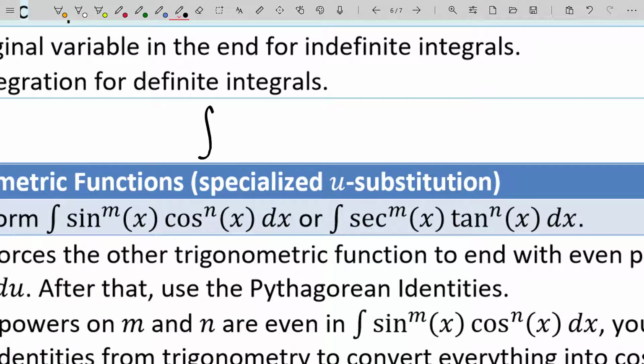It's also very useful if you just have only one of these trig functions, but it has a power on it. For example, sine cubed of x dx. In this case, letting u equal the cosine is very powerful because it steals away a single power of the sine, its derivative does, that is, and it leaves you with the sine squared, which can be written in terms of cosine squared. So it's a very, very powerful method.